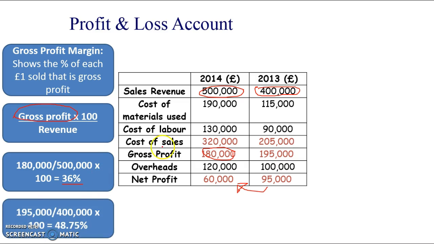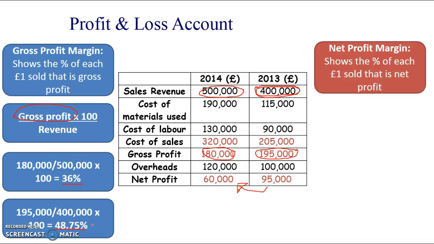However, when we compare it to 2013, which is just 5,000 divided by £400 worth of revenue, we find that the gross profit margin was 48.75%. So that meant for every £1 earned in revenue, they had roughly 49p's worth of gross profit. So actually our gross profit margin has decreased. So it's not looking so good there either. The other profitability ratio that we can use is net profit margin. So this shows the percentage of each pound sold that's net profit.